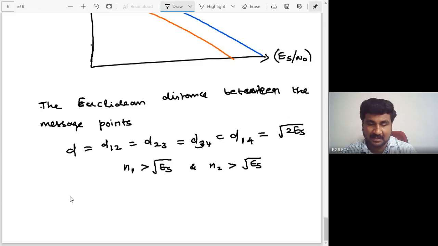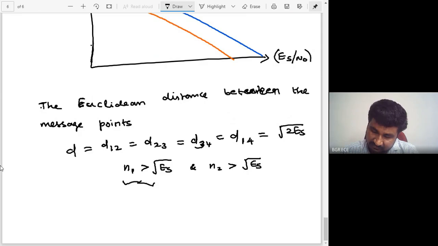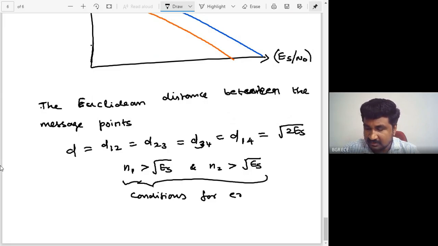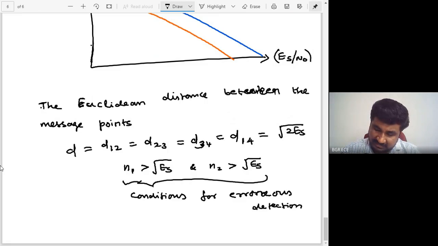But this may not happen always. So by extending the Euclidean distance as far as possible when compared to N1 and N2, we can reduce the probability of error. These are all the conditions for erroneous deduction. So if the Euclidean distance D is large, then the probability of error is small.